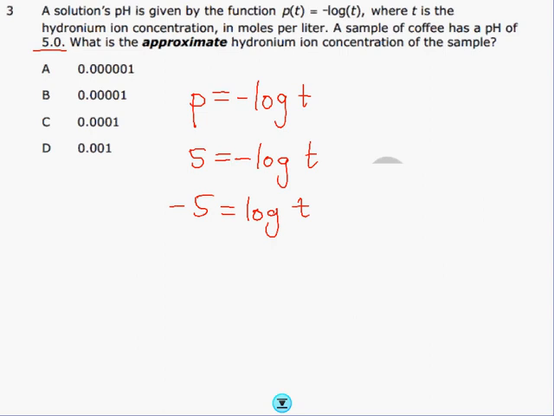And how do we get rid of logs? Well, this is a common log, which means the base is 10. So to get rid of a log, you exponentiate, and you give it the base that it already has. All right, 10 and the log cancel out. t is equal to 10 to the -5, which is 0.00001. I know this because I have to move 1, 2, 3, 4, 5 places. So 4 zeros and a 1. Those are your 5 places.